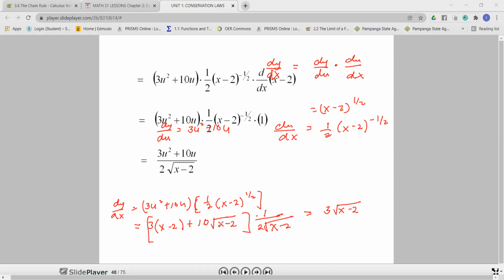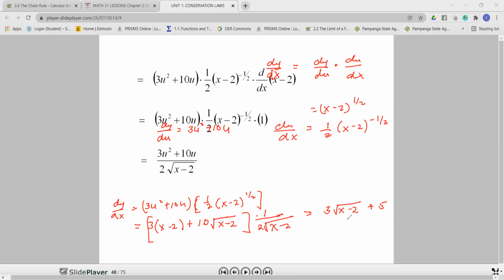Tapos ito naman, square root of x minus 2 over square root of x minus 2. So, that will be, makakancel na. So, 3 square root of x minus 2 plus 5. So, dapat ang answer. Diba? Okay, so dapat ito. Okay, check na natin. Pag sinubstitute yan, dito niya ginawa dito. Pero yan, ganun siya. Sige, if you have questions, you can raise them later on.